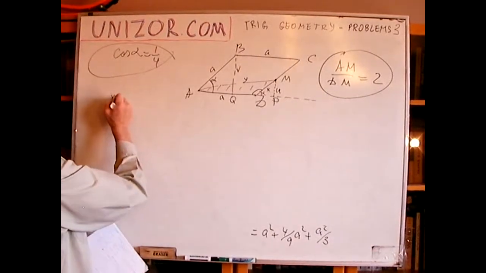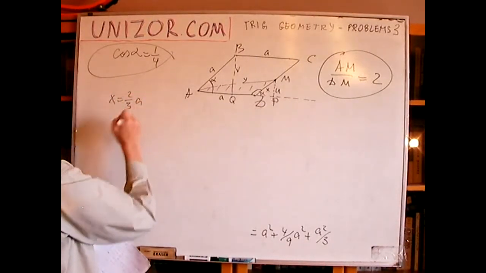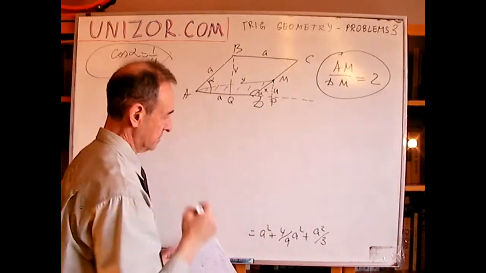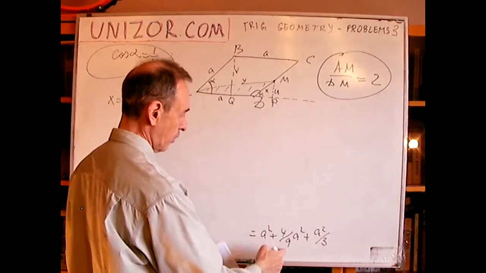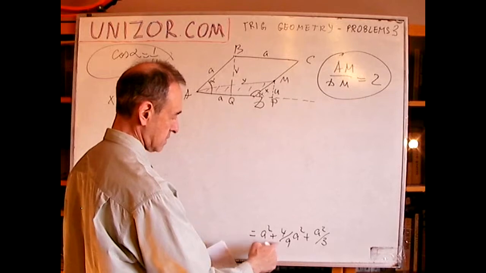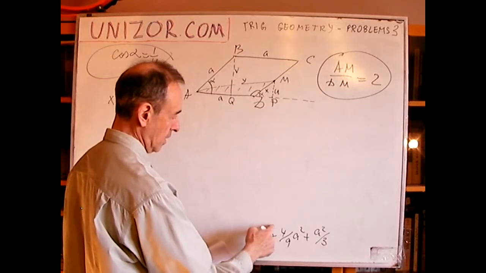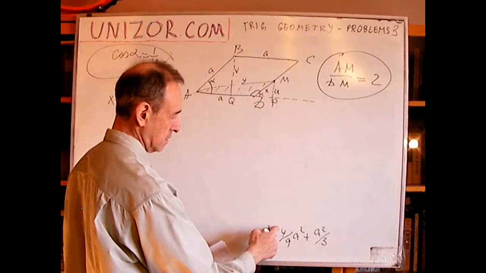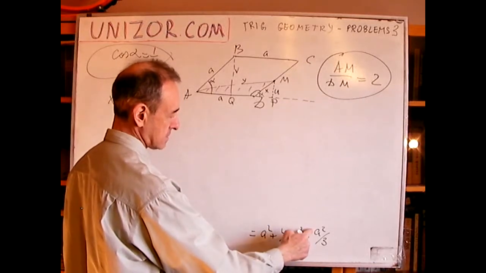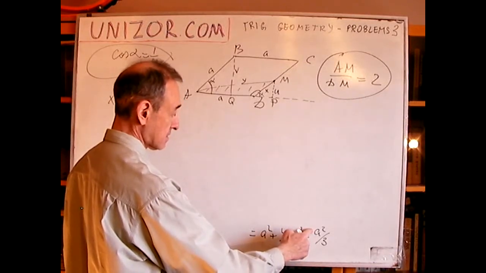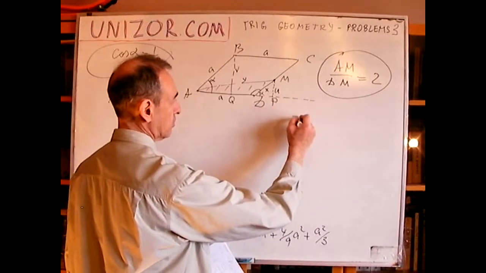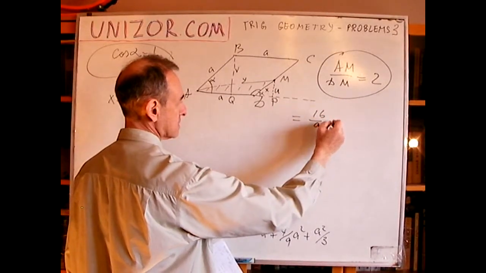Okay, x is equal to 2/3 of a, that's what we have found. And this is what? The common denominator is 9, so this is 9, plus 4, 13, plus 3, which is 16. So it's equal to 16/9 a squared.